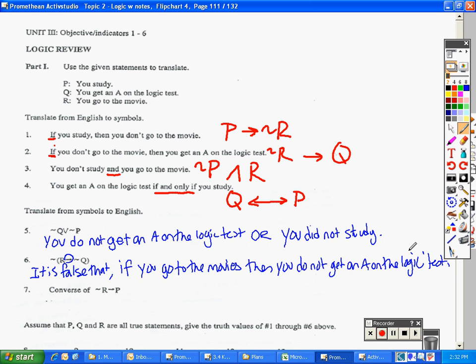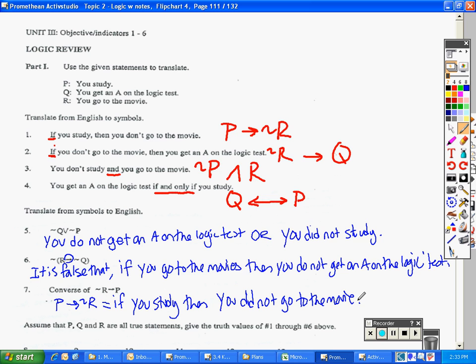All right, number 7, we want the converse of not R, arrow P. So first I'm going to find the converse of it. Converse, like the sneakers, we cross our legs, we switch things around. So that would be P, arrow, not R. So let's translate this into words. The arrow makes us know that it's an if-then statement. If P happens, you study, then the opposite of R happens, you do not go to the movie. Or you did not go to the movie.